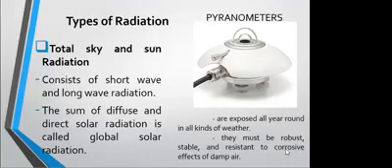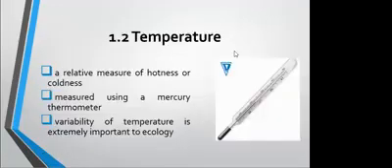So, they must be robust, stable, and resistant to the corrosive effects of damp air. Since this is exposed all year round, it should not easily deteriorate or something like that. So another way of how we measure solar radiation is through temperature.